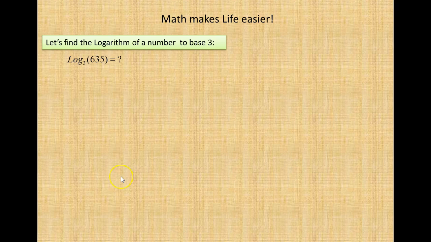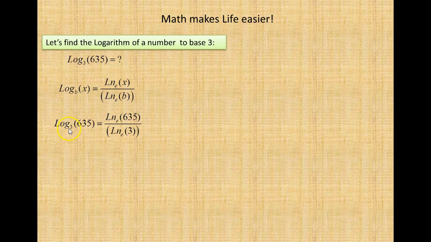Let's find the logarithm of a number to base 3. So we have log base 3 of 635. And what is that number? Well, we don't know, so we put a question mark there. So we take our handy equation we just derived: the log of the base b of x is equal to the natural log of x divided by the natural log of b. And all we do is plug in those numbers. Log to the base 3 of 635 is equal to the natural log of 635 divided by the natural log of 3. We plug in the numbers and we get 5.87434262, and it keeps going.